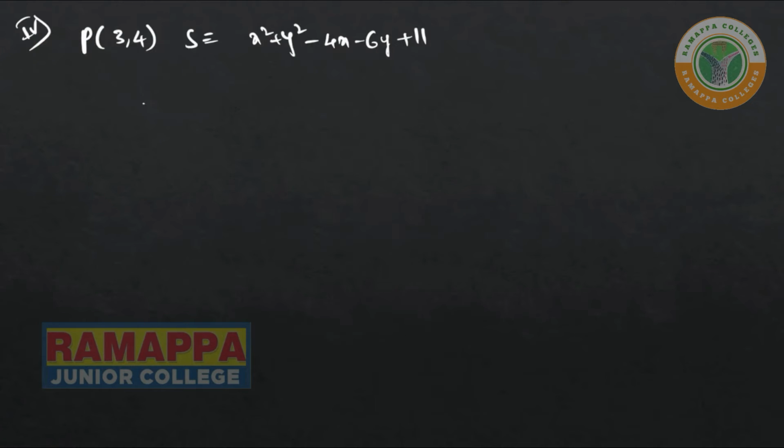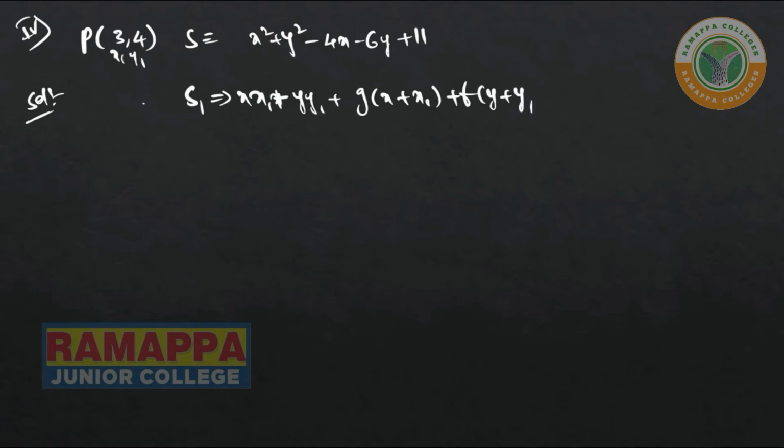Now move to the fourth one. Here the fourth question solution, P is given and S is given. We have to substitute the values x1, y1. S1 is equal to x into x1 plus y into y1 plus g into x plus x1 plus f into y plus y1 plus c is equal to 0. Here x into x1 means 3x, plus 4y, and we need to find g now. g is equal to minus 2 here and f is equal to minus 3 here.